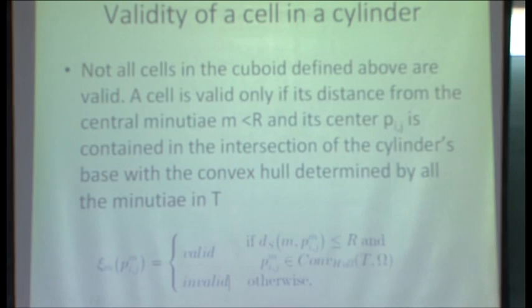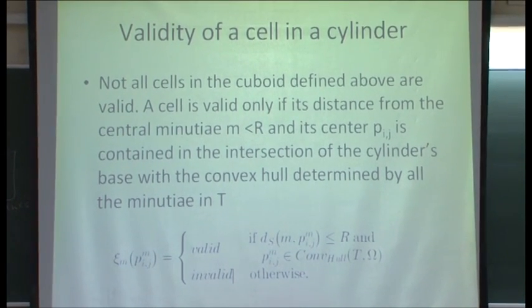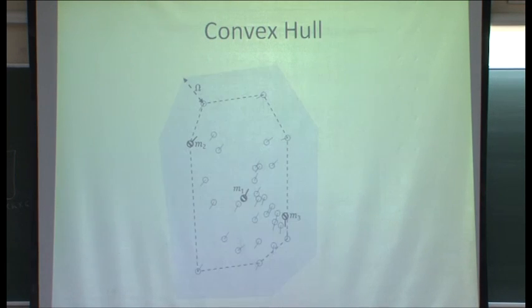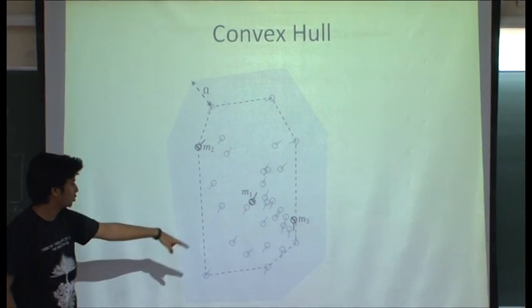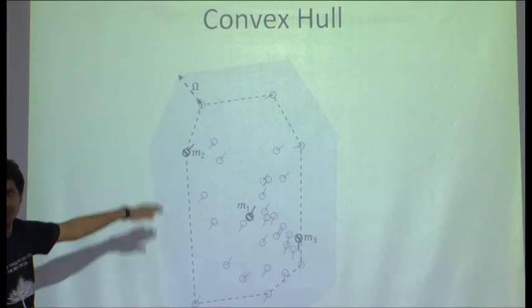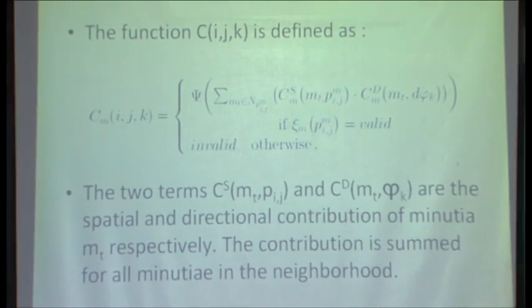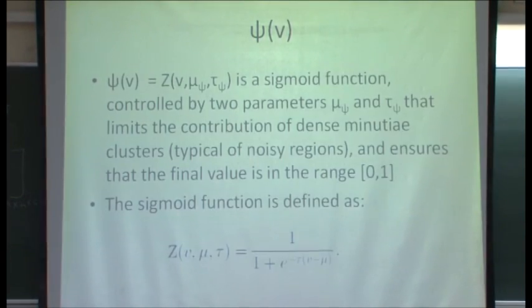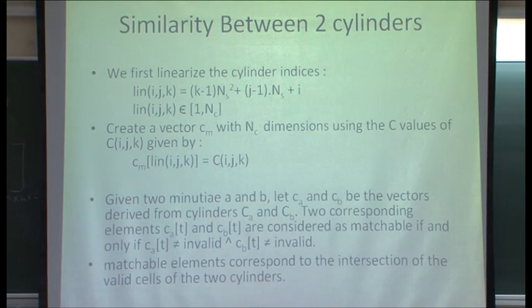We don't need to consider all the cells. We need to consider only the cells which lie within the convex hull determined by all the minutia in T. The convex hull is basically the smallest polygon within which we can enclose all the minutia lying within the fingerprint template. This is just basically mathematics. Finally, we get a score corresponding to each cell of the cylinder.